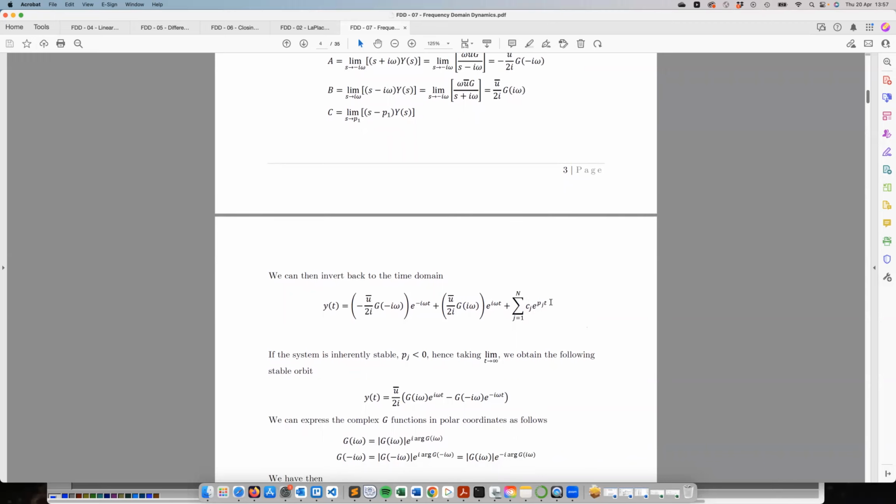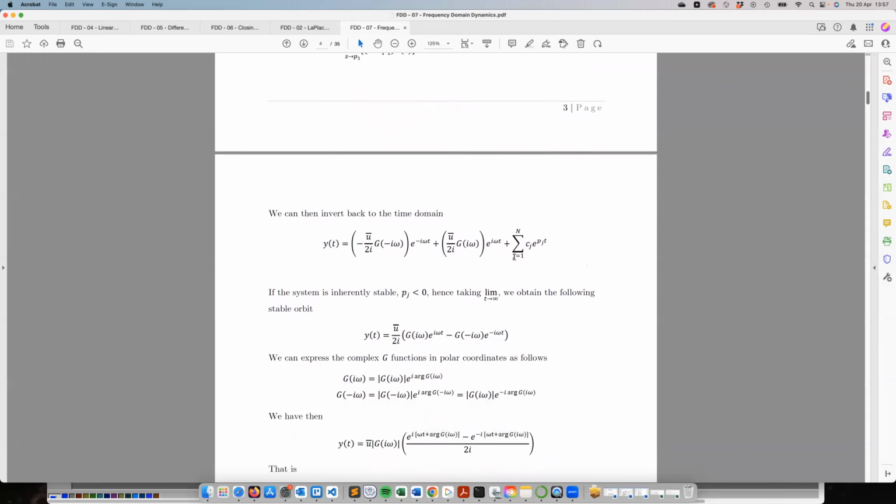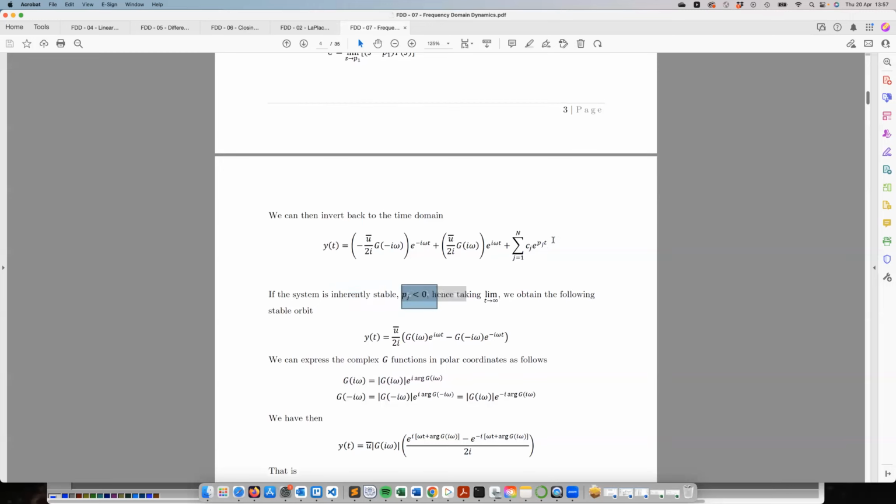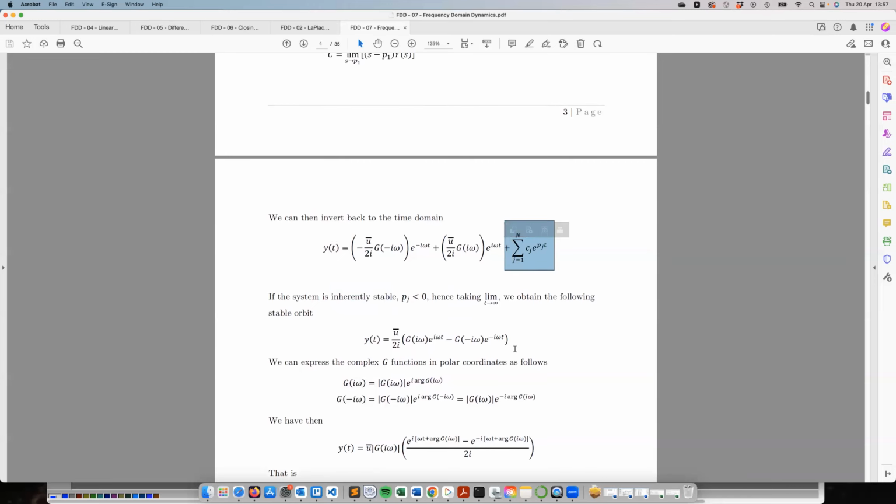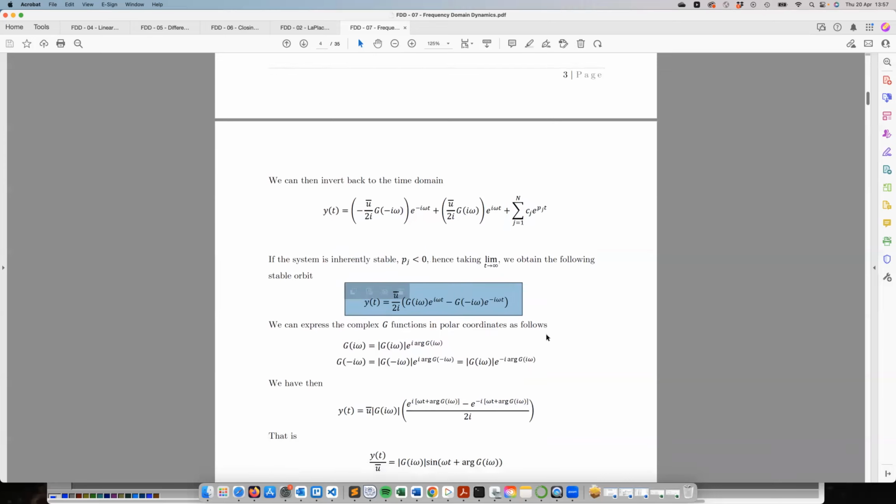How are we on time? Okay, 3 more minutes. So here, if our process is inherently stable, right? So this is an assumption. Let's say we are trying to control an inherently stable process. We just want to get onto set points faster. Then all our P values will be negative. So we know that as time goes to infinity, all these terms will vanish. And so our response is eventually going to look like this.